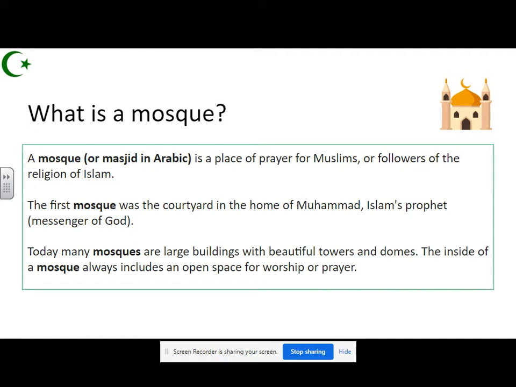Today, many mosques are large buildings with beautiful towers and domes. The inside of a mosque always includes an open space for worship or prayer. Our school, Shrewsbury, is situated in an area that has a Muslim population, and there are many mosques very close to school, some of which some students in Year 11 and Year 10, if you choose GCSE Religion, Philosophy and Ethics, go to visit and learn about the mosque and why people go to worship there.